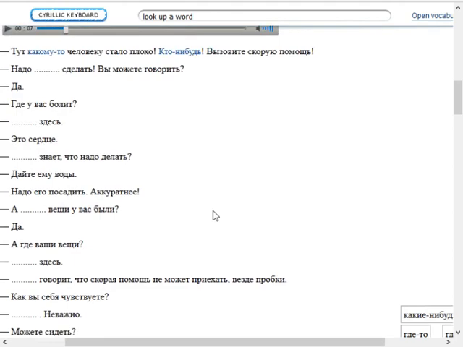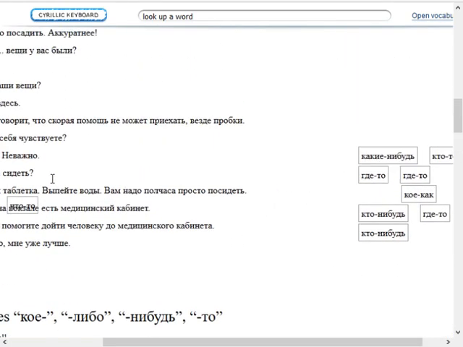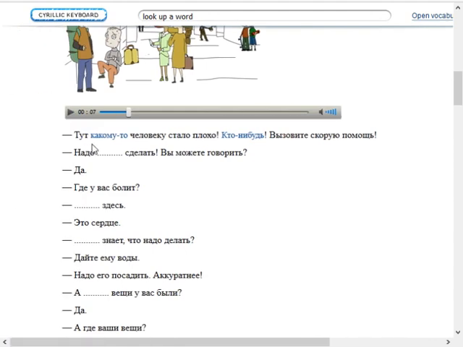Okay, and here, что-то is what the other woman said. Надо что-то сделать. So it's necessary to do something, and she doesn't know what to do, so that's why she says то. She doesn't say we just need to do. You wouldn't say we need to do anything. We need to do something, but I don't know what to do, so that's why she says то. Надо что-то сделать. It's necessary to do something, but who knows what.